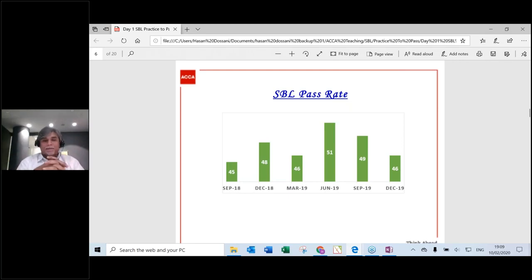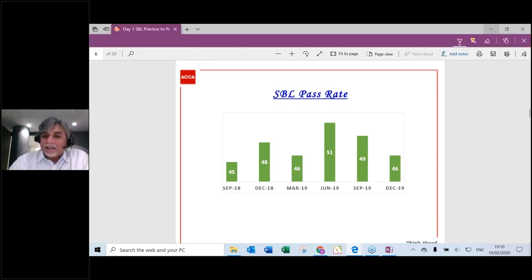SBL pass rate from September 2018 to December 2019. So you can see that in the last attempt, the passing rate was 46%. I hate to point this out, but I don't like this. Can you see? The passing percentage is gradually declining since the last three attempts. It was 51, then 49, and now lastly it was 46%. The lowest ever recorded was 45%.